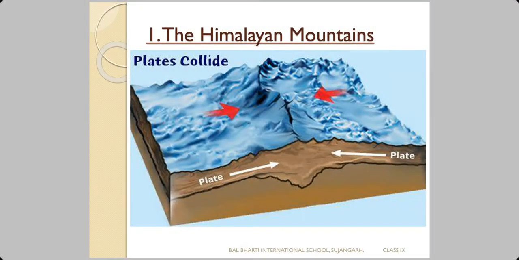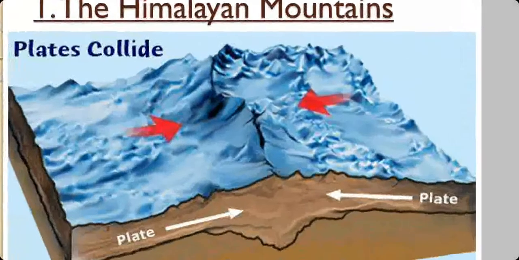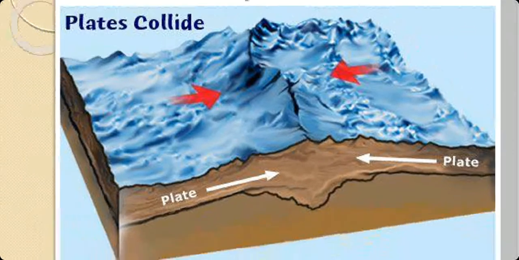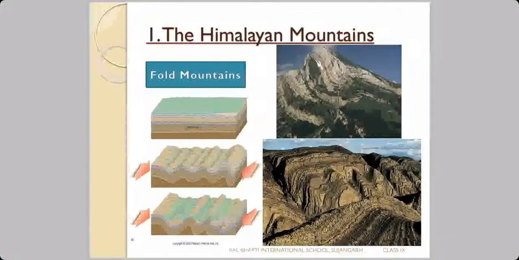In the previous video, I told you about the convergence of plates, and when plates collide, they give rise to mountains. In this slide, you can see two plates which are colliding with each other, the Indian plate colliding with the Eurasian plate and giving rise to mountains. This is how the Himalayas came into existence.